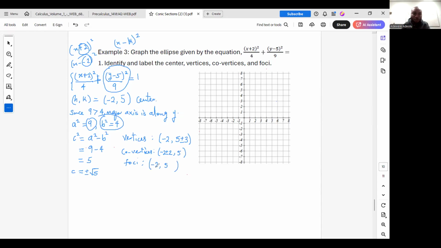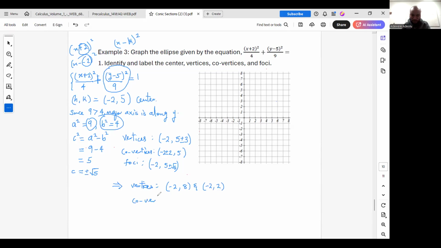And since that is along y, that is plus or minus square root of 5. Which means the vertices will be negative 2, 8 and negative 2, 2, just using the plus or minus we have here.